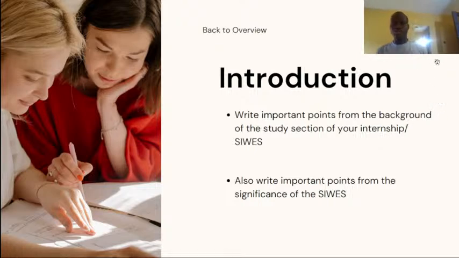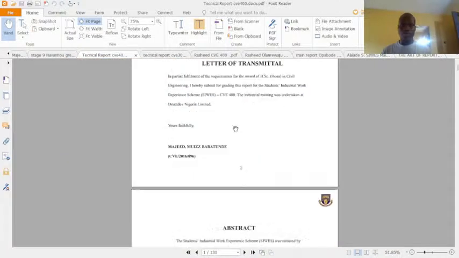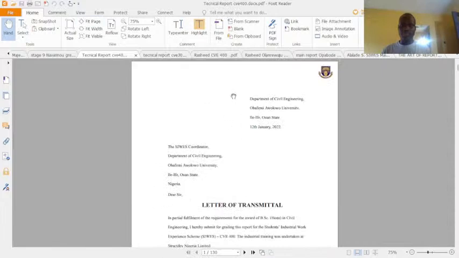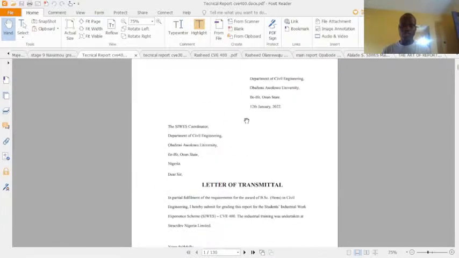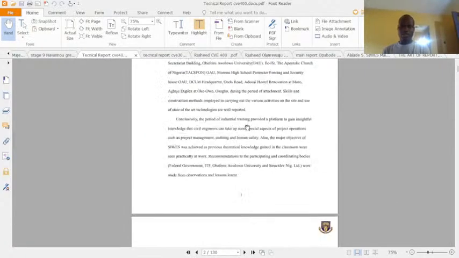But before we move to the next chapter, which is chapter 2, let's look at this introduction properly. Let's look at an example. So I'm going to exit my view now. Okay, so here we are. Let me put you through. This is the letter of transmittal, and this is the format of the letter of transmittal. This is how it looks like. The abstract also, this is how it looks like.